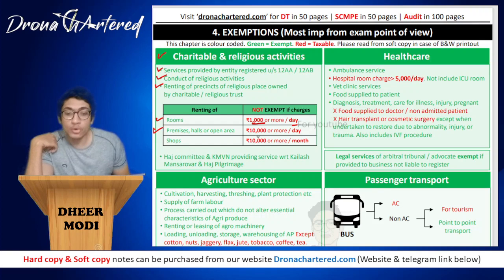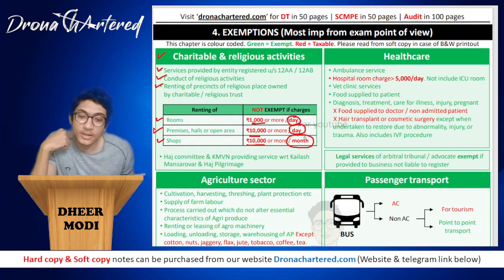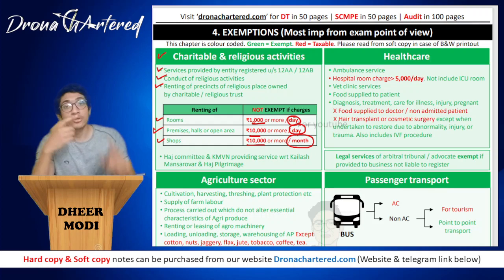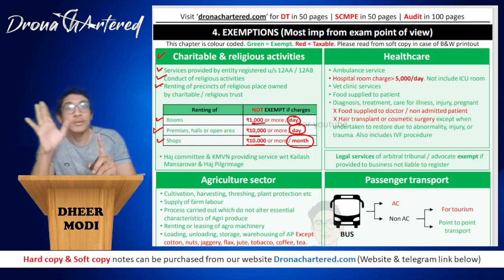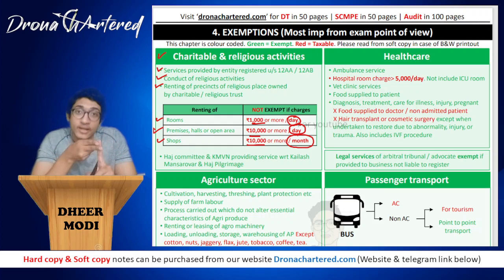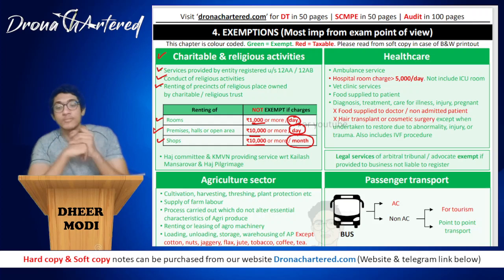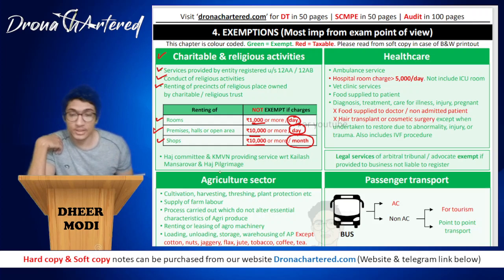Your premises, halls or open area will be taxable if 10,000 or more per day, and your shops will be taxable. That is your rent that you collect from shops, these will be taxable if the rent is 10,000 or more per month. That is, you have to remember these both are per day, and this one is per month. So your rooms is 1000 per day. All of these amounts that I'm saying, this is including that amount, it will become taxable. That is 1000 will become taxable. For your premises, halls, open areas, that 10,000 will become taxable, and for your shops also 10,000 will become taxable. 10,000 and more will become taxable. So 1000, 10,000, 10,000. Okay.